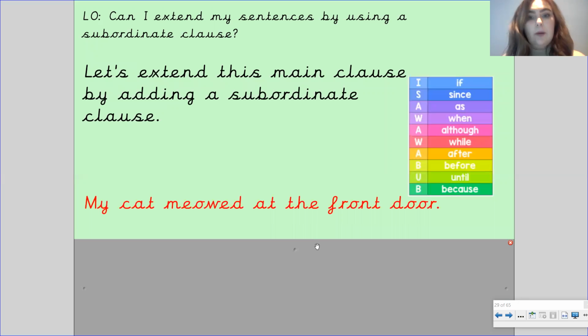Let's have a go at the next one. So we need to extend this main clause by adding in a subordinate clause. Remember, you need to use one of these from I saw a wobble and then write a subordinate clause that relates to our main clause. So our main clause is my cat meowed at the front door. Pause the video here to have a go at extending our main clause.